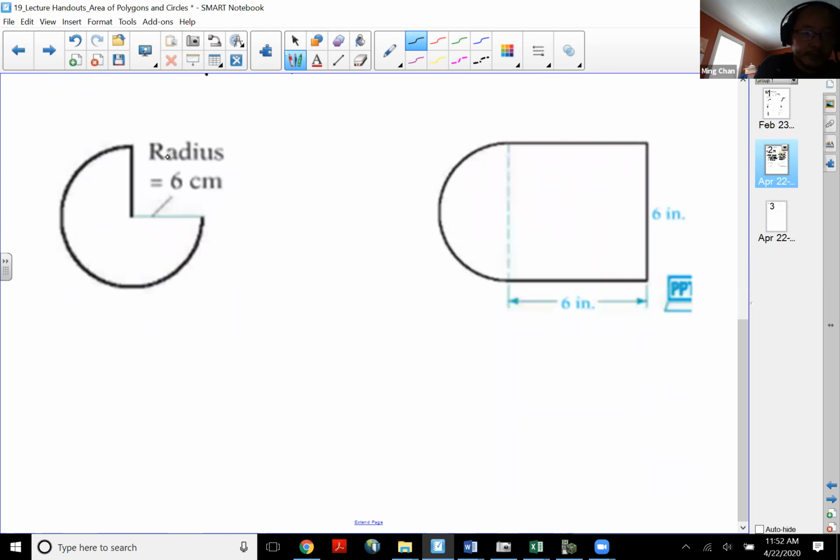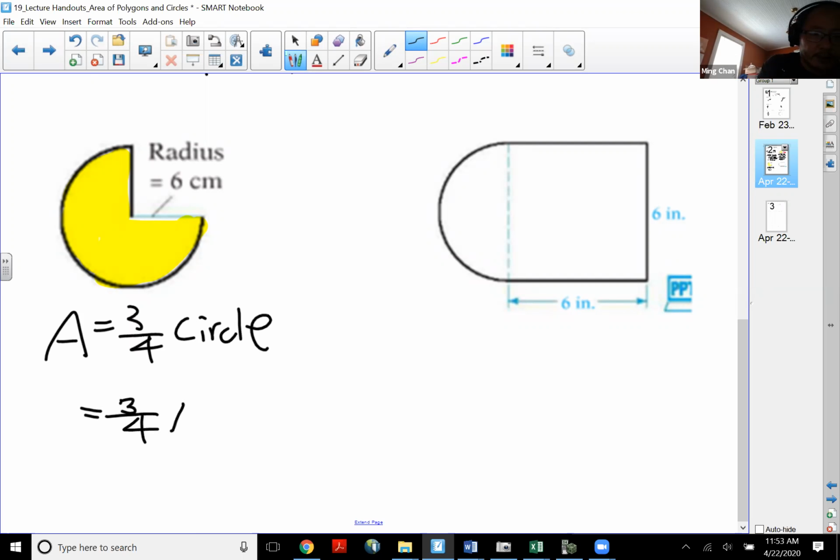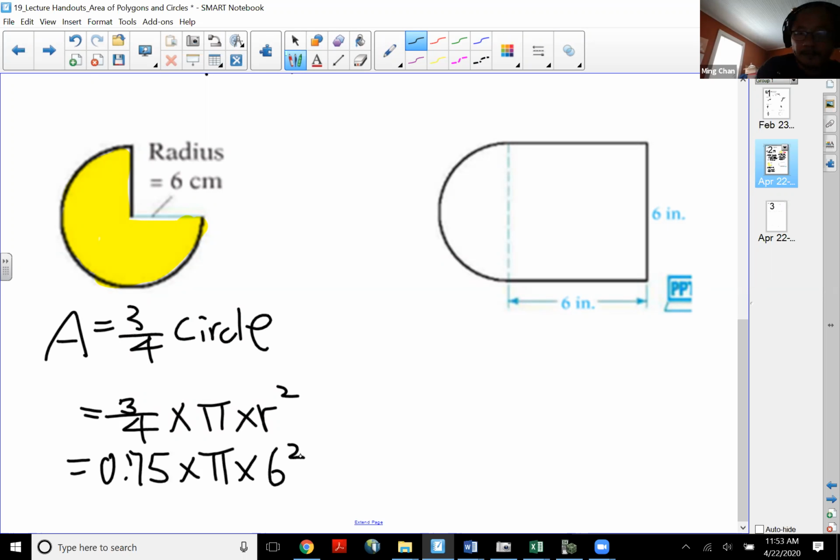This one, just like the previous one, is 3/4 of a circle. Right? Area is inside of it. So don't get confused between area and perimeter. I'll write this one out. So this one, just like the quarter of a circle, is going to be 3/4 times pi times radius squared, which will give me 0.75 times the pi key times 6 squared, okay? I'm not going to type it in. Y'all can type it in and see.